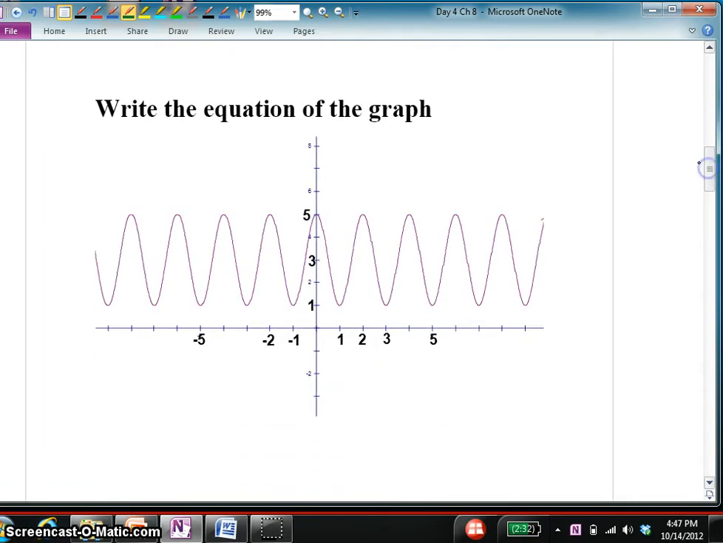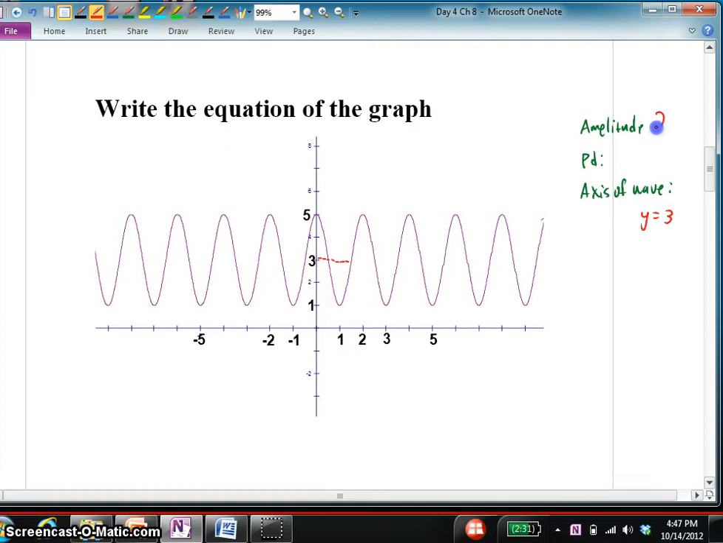Alright, so let's look at number 2. It says write the equation of this graph. So I'm going to do sort of the same thing. I'm going to find the amplitude, the period, and the axis of wave. Those 3 things are kind of fixed. I can see that the middle of this is at y equals 3. So that's the axis of wave. I can see that the amplitude then is 2. And if I look at this, the period, I start there to the top, is 2.